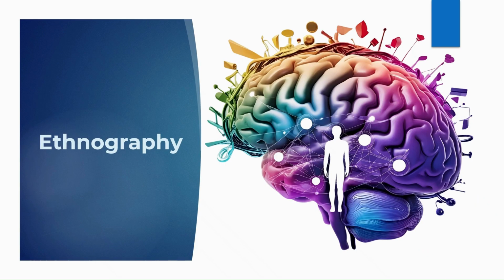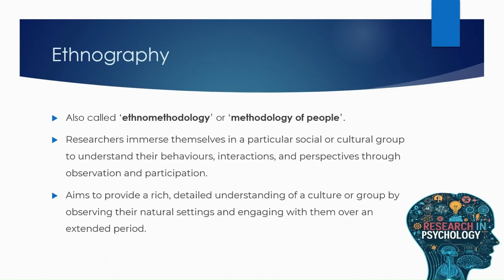Moving forward, we have ethnography. So ethnography is also called ethnomethodology or methodology of people. Here, researchers immerse themselves in a particular social or cultural group to understand their behaviors, interactions, and perspectives through observation and method. Here, it's not an event, it's not a phenomena. Here, people are being studied. That's why this is different from observation.